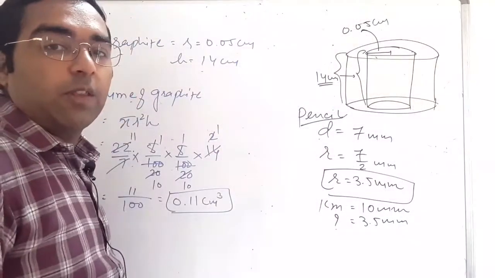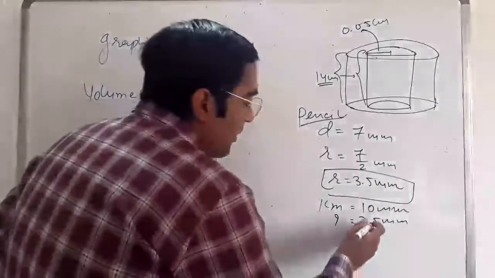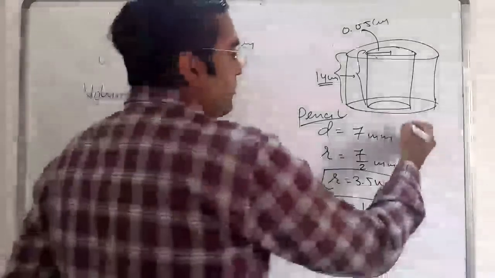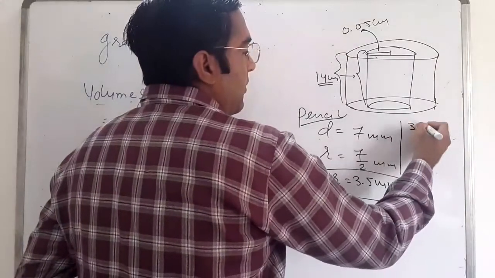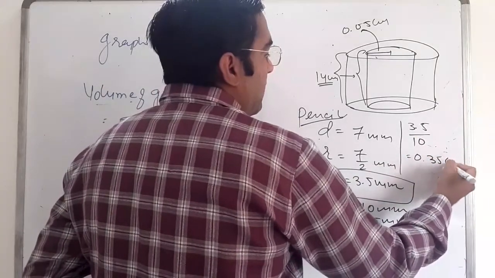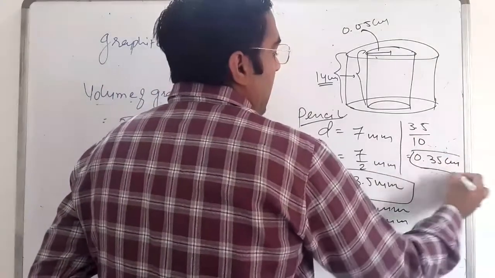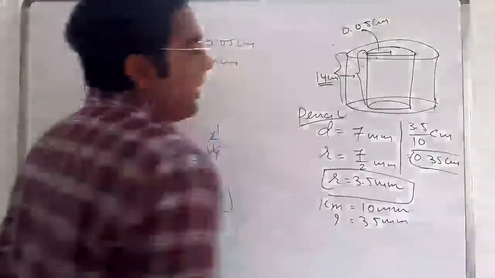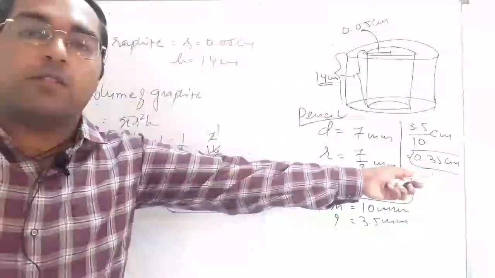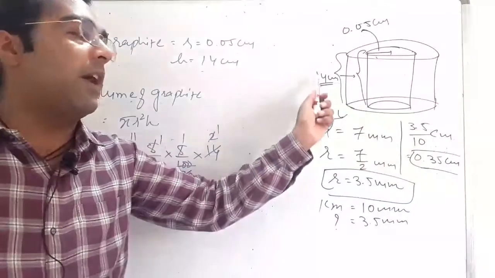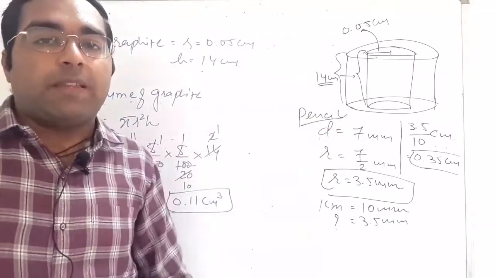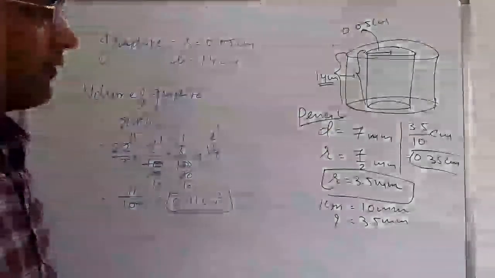For that, multiply 3.5 into 1 and divide by 10. So 3.5 divided by 10, my answer is 0.35 centimeter. Now for this radius and the height of the pencil, we have to find the volume of the pencil. Okay, volume of the wood.